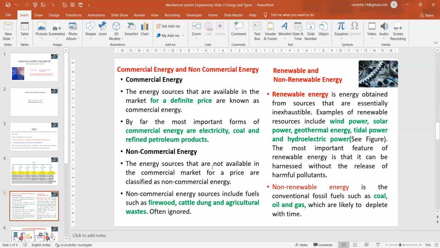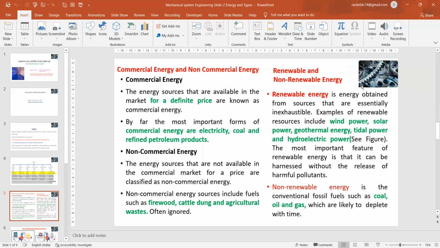Non-commercial energy: the energy sources that are not available in the commercial market for a price are classified as non-commercial energy. Non-commercial energy sources include fuels such as firewood, cattle dung, and agriculture waste. They are often ignored. So, renewable energy. I'm just again elaborating the points from the last slide.